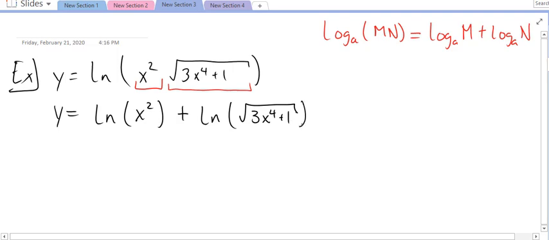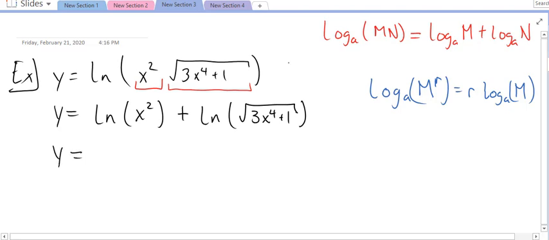Now from here, again, we can simplify even further because another nice logarithm rule that we have is that if we have log base a of some m raised to the r power, that exponent can come down in front. So we can rewrite this as r times log a of m. So we can go ahead and rewrite these things.